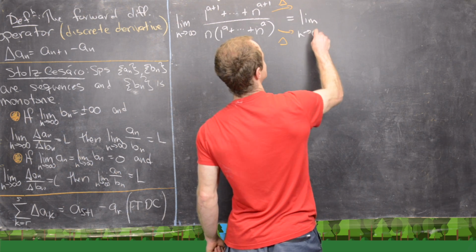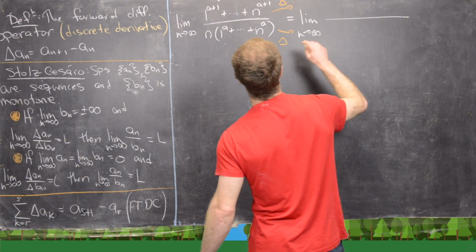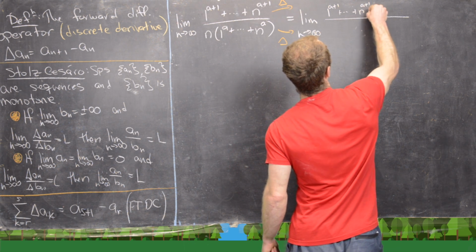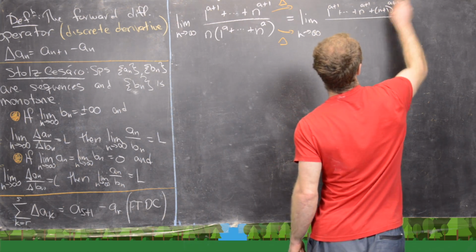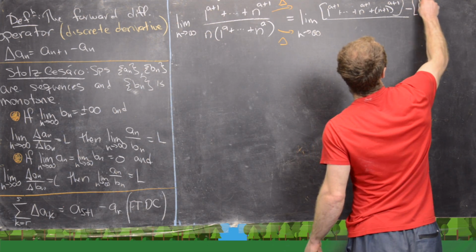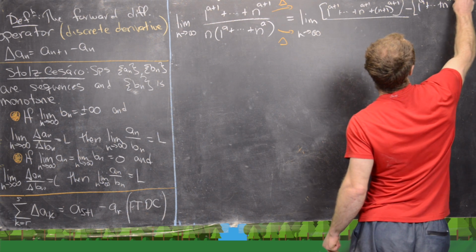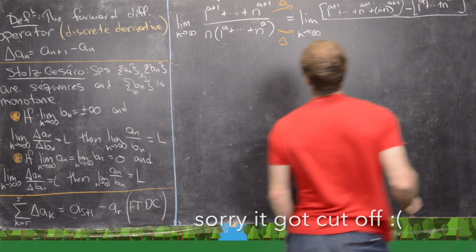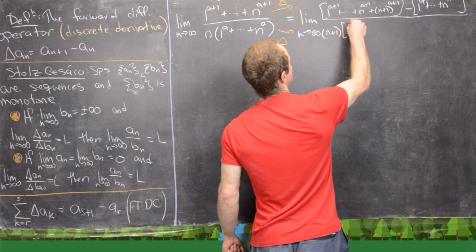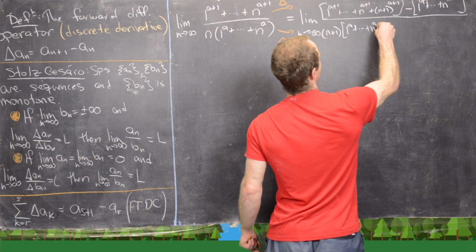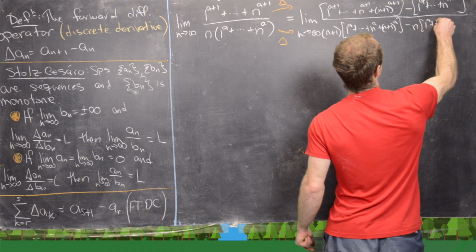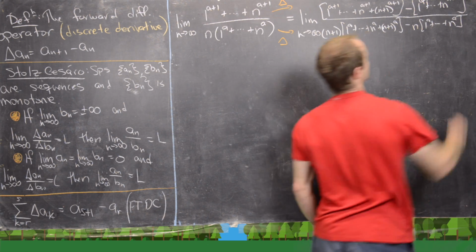So that's going to give us the limit as n goes to infinity. Now let's see what we have in the numerator. We're going to have 1 to the a plus 1 plus all the way up to n to the a plus 1 plus n plus 1 to the a plus 1. So that's what we get if we plug in n plus 1, and then minus the original, which is 1 to the a plus 1, all the way up to n to the a plus 1. Good. And then in the denominator, we're going to have n plus 1 times 1 to the a, all the way up to n to the a plus n plus 1 to the a, minus n times 1 to the a, all the way up to n to the a.